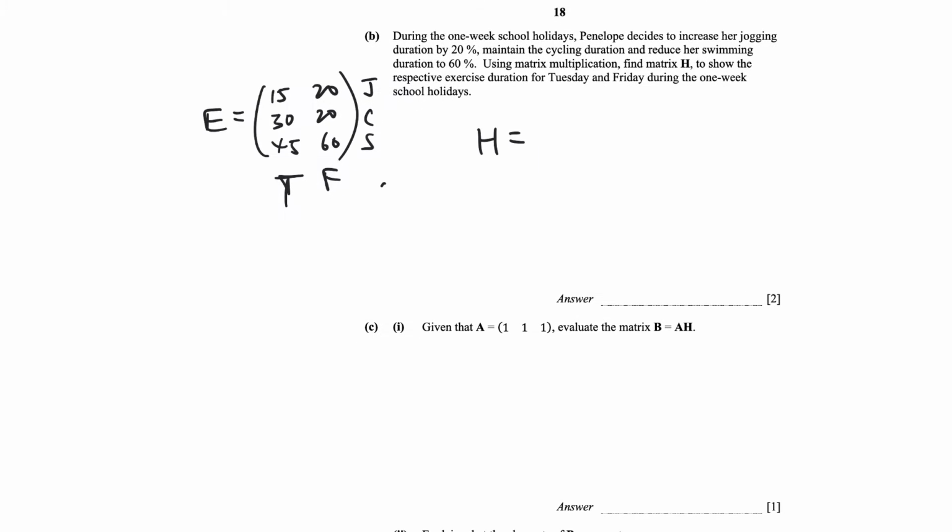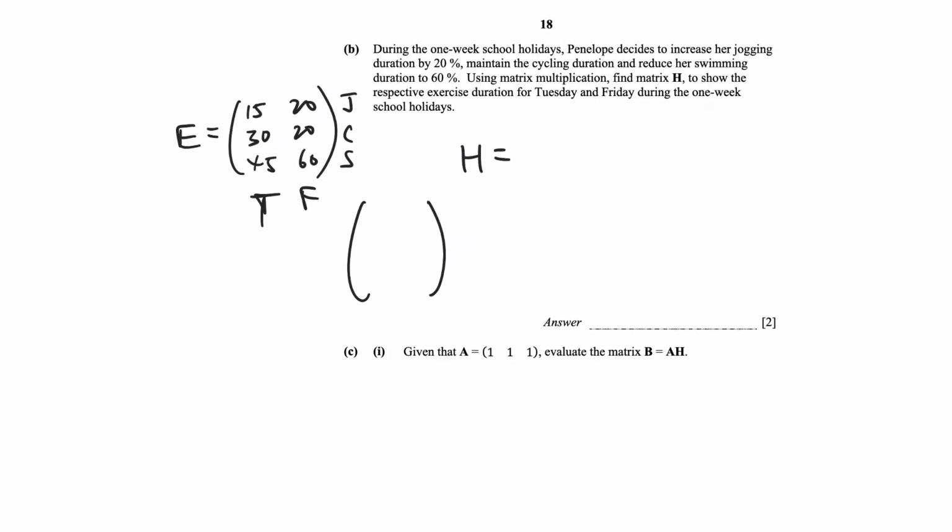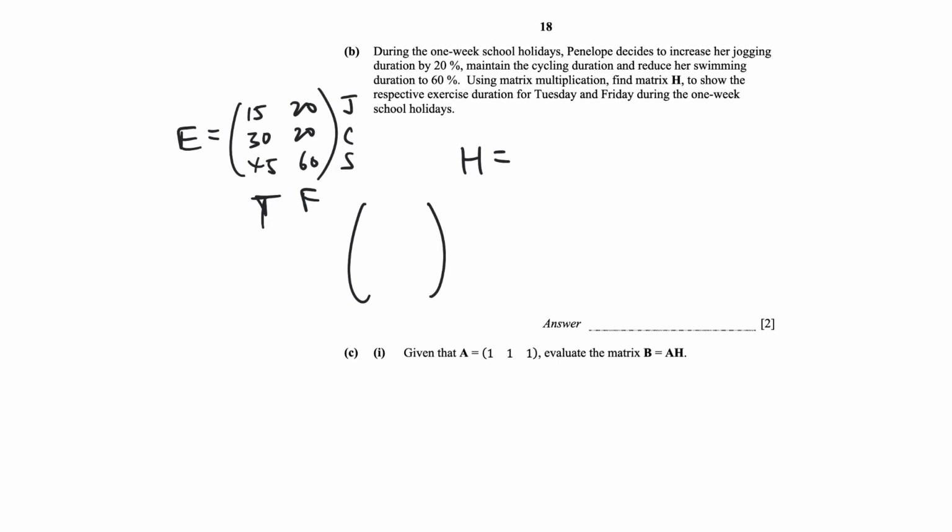And so actually we can see that H is generally going to be the same dimension. It has to be. And then jogging is increased by 20%, right? For both of them. So if I'm just going to write it, it's going to be 15 times 1.2, 20 times 1.2. And then for cycling, she's going to maintain it. So no change for cycling. And this is H, mind you. This is your final matrix.